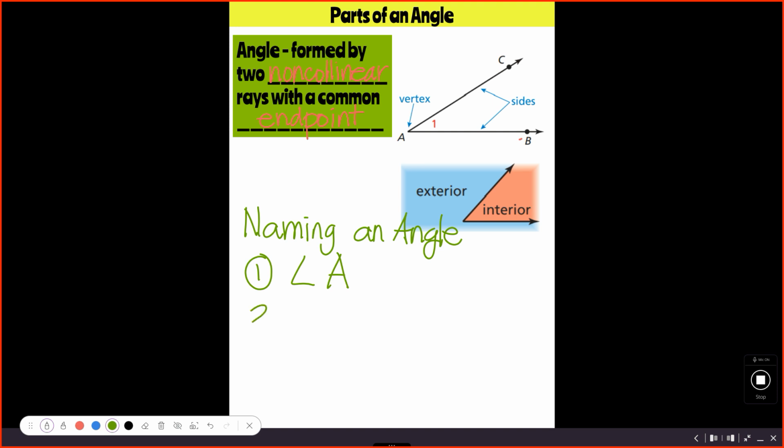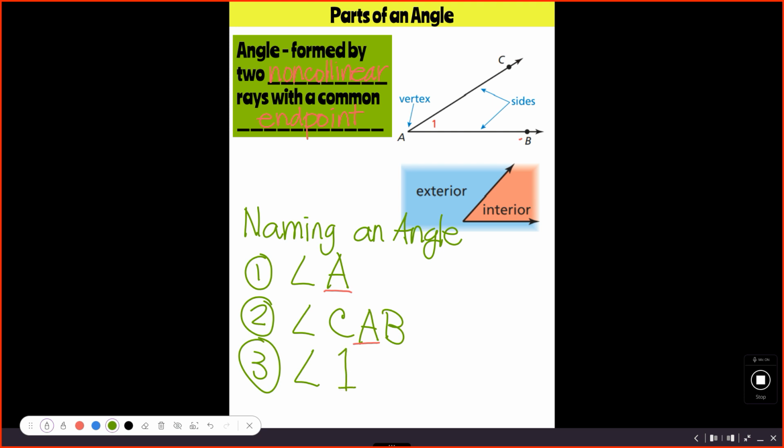You can also use three letters, one from each side, but the vertex has to be in the middle. Let me say that again. One from each side, and then the vertex has to be in the middle. So you have to put the letter A in the middle, and then you can switch C and B interchangeably as long as the A is fixed at the center. Whatever is in the middle is the only letter that can stand alone. And then number three, you also see a small red number inside, so you can name it angle 1.